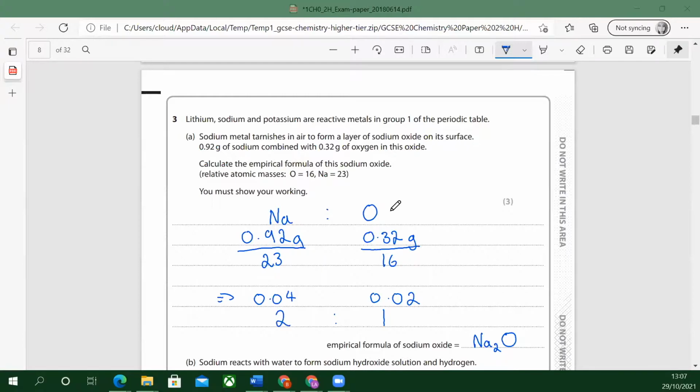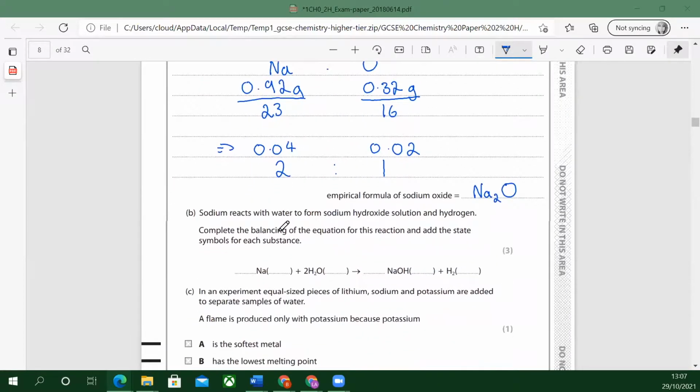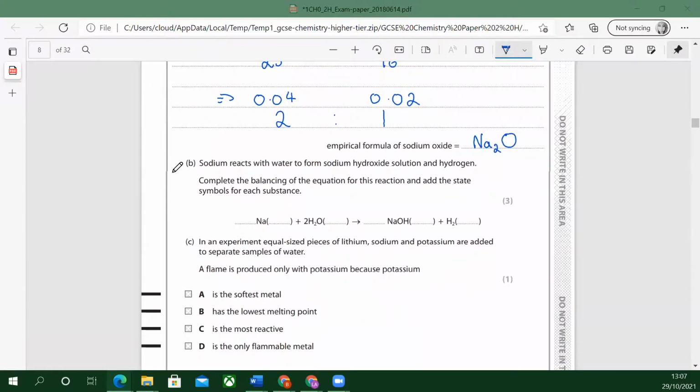Okay, so this is where we got to last time, the empirical formula. So we're going to move on from that. Part B. Sodium reacts with water to form sodium hydroxide solution and hydrogen. Complete the balancing of the equation for this reaction and add the state symbols for each substance.